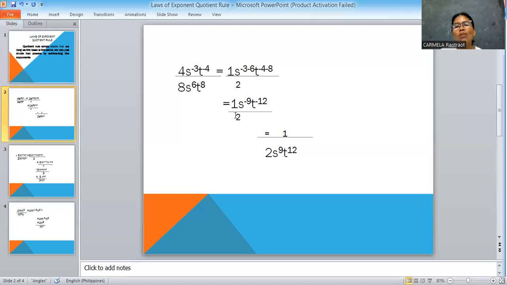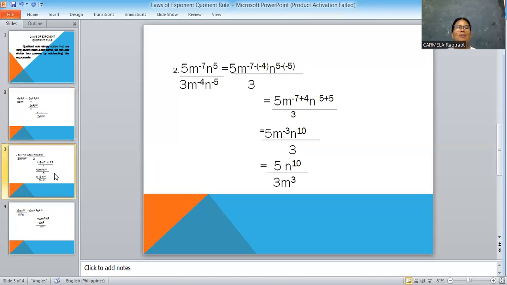In mathematics class, there is no negative exponent, right? So what we're going to do is, if a variable or the literal coefficient has a negative exponent, we are going to put it in the denominator and the exponent will become positive. Therefore, the final answer is 1 over 2s raised to the power of 9, t raised to the power of 12. Okay, so let's have another example.